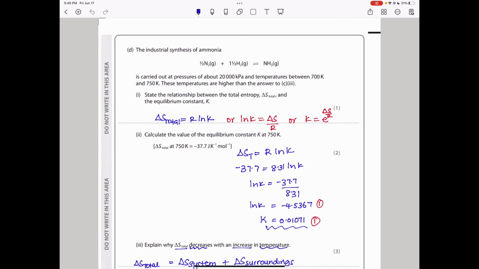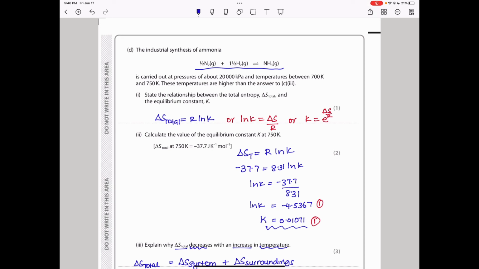D. The industrial synthesis of ammonia is given by this equation, and they say it's carried out at pressures of about 20,000 kilopascals and temperatures about 700 Kelvin, under 750 Kelvin. These temperatures are higher than the answer in C3. State the relationship between the total entropy, ΔS total, and equilibrium constant K.